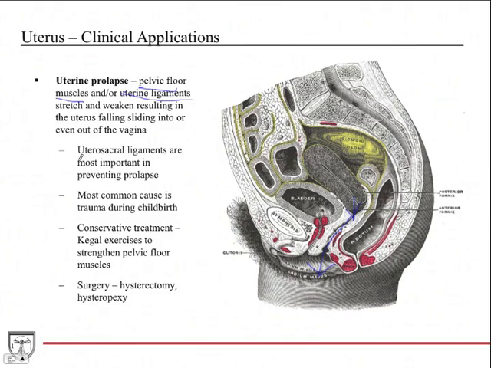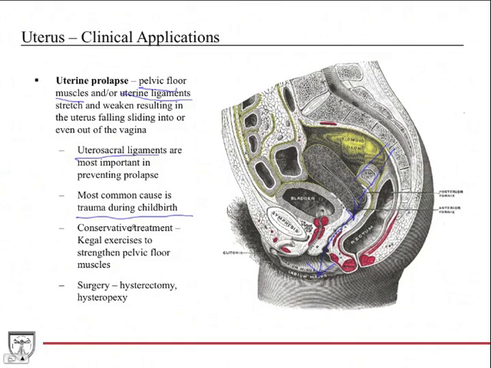The uterosacral ligaments are the most important at preventing prolapse, which makes sense because they anchor the uterus here onto the back of the sacrum here. So that's kind of a direct posterior anchoring of the uterus. The most common cause is trauma during childbirth. That's the most common cause because childbirth really puts a lot of stress on the uterus, puts a lot of stress on the vagina, and really creates a situation where it's very easy for the uterus to then prolapse after the birth occurs.